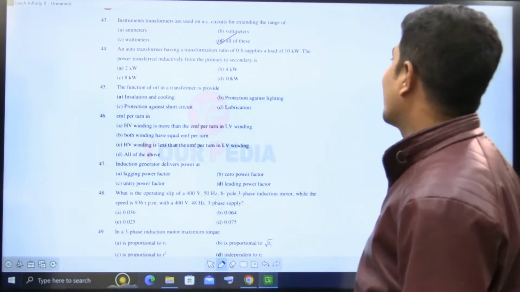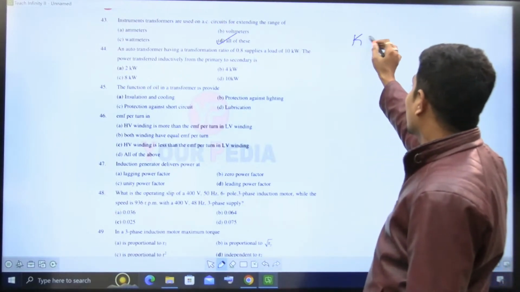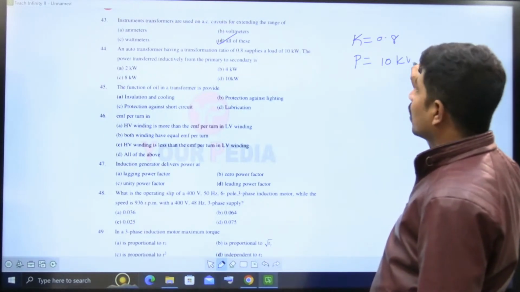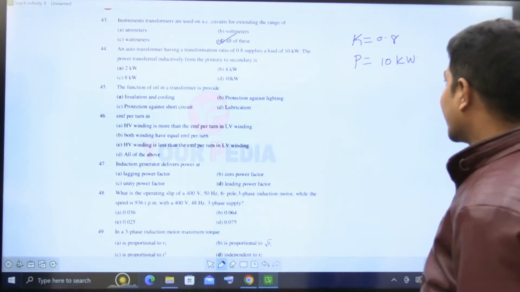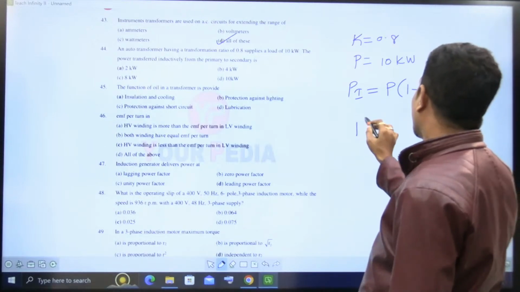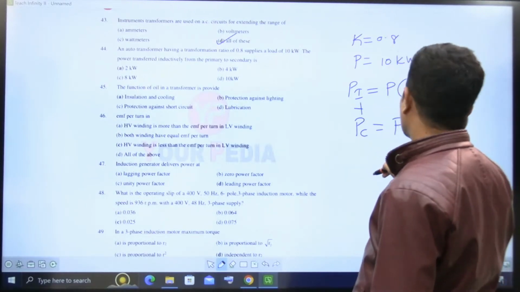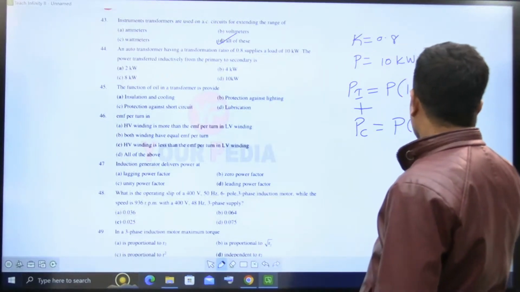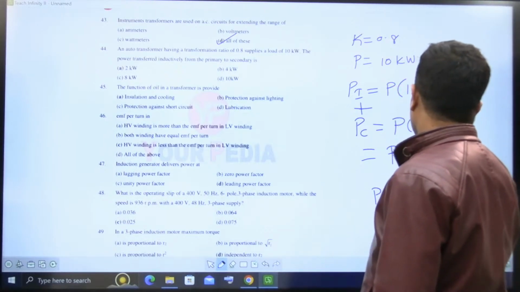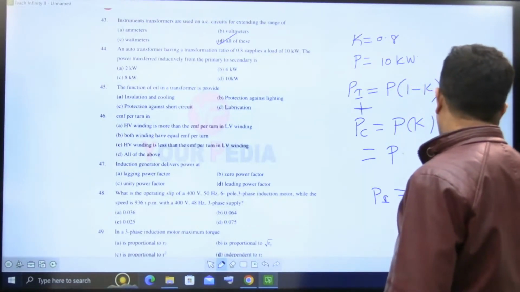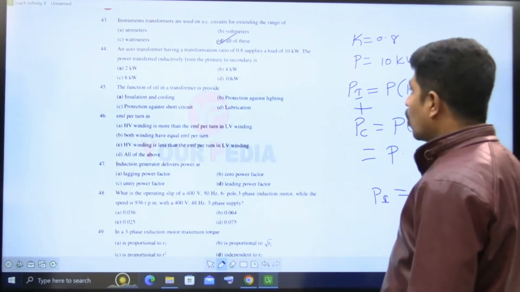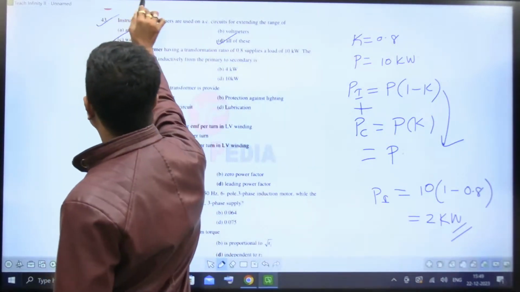Next, an autotransformer having a transformation ratio K equal to 0.8 and a load of P equal to 10 kilowatt. The power transferred inductively from primary to secondary is total P into 1 minus K. The conductive power transfer is P into K. If I add these two, I must get total P. So the power transferred inductively is 10 into 1 minus 0.8, that is 0.2 into 10, which is 2 kilowatt. The option is A.